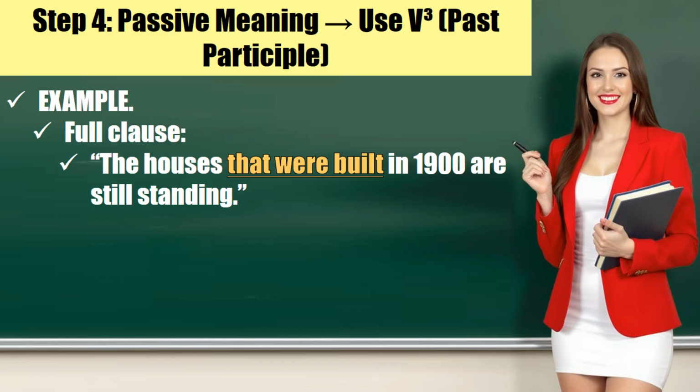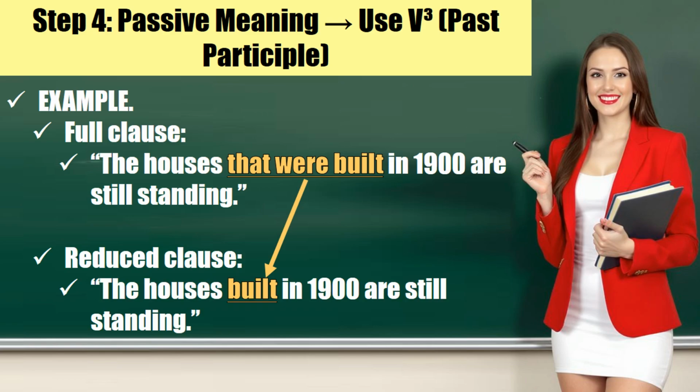Another example. Full clause. The houses that were built in 1900 are still standing. Reduced clause. The houses built in 1900 are still standing. Again, the houses received the action, so we use "built."